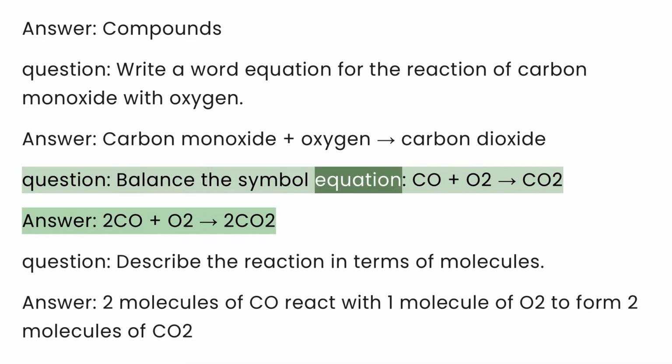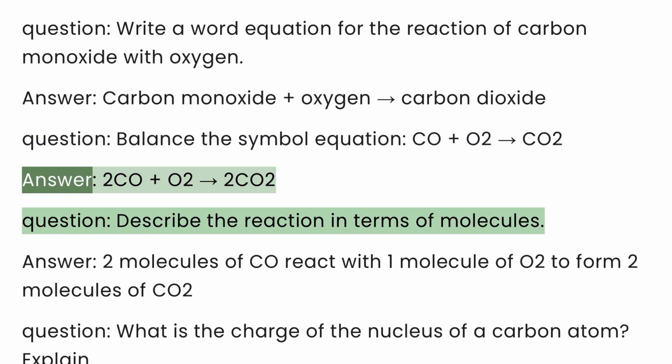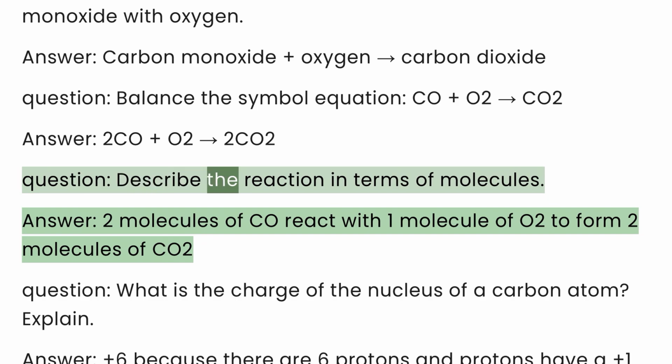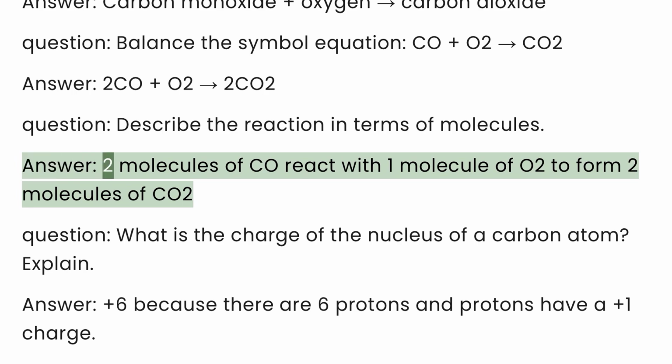Balance the symbol equation: CO plus O2 gives CO2. Answer: 2CO plus O2 gives 2CO2. Question: describe the reaction in terms of molecules. Answer: 2 molecules of CO react with 1 molecule of O2 to form 2 molecules of CO2.